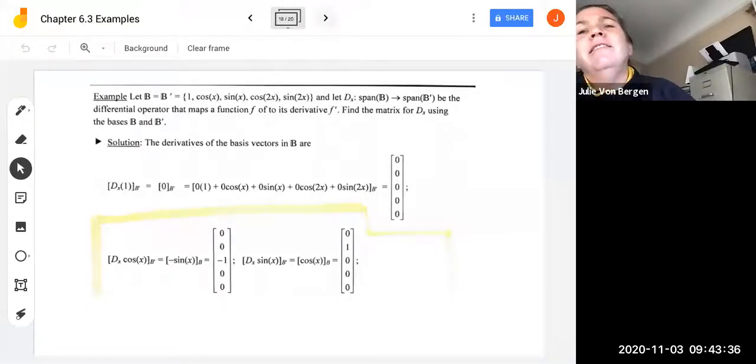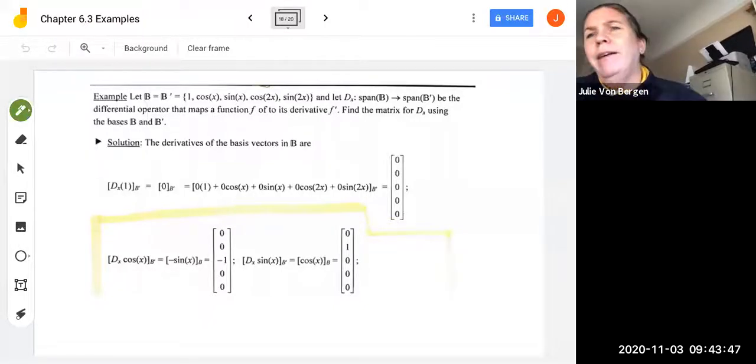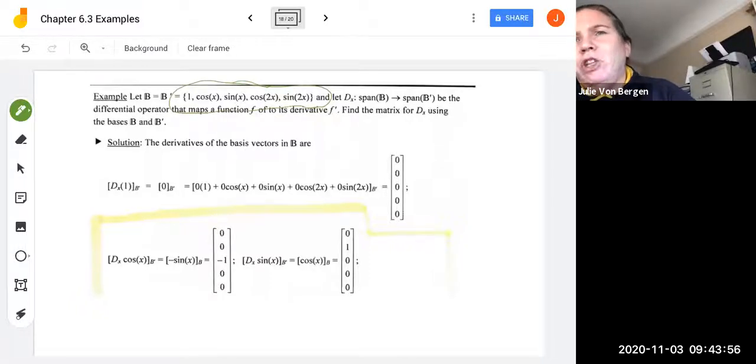So in this example, we're going to let B equal B prime, which is going to be this basis: 1, cosine x, sine x, cosine 2x, and sine 2x. And we're going to let D sub x be this transformation from the span of B to the span of B prime. That's going to be the differential operator that maps a function f onto its derivative f prime. So we want to find the matrix for this transformation D sub x using the bases B and B prime.